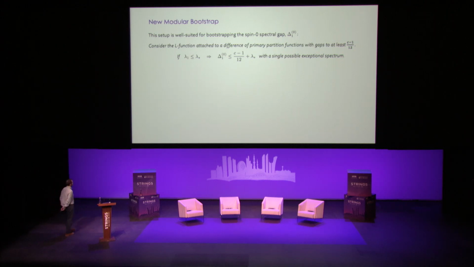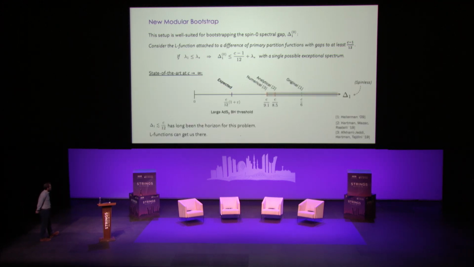So why is this setup well suited for bootstrapping the scalar spectral gap? Well, if the L-function has its first frequency bounded above, then it means that for all but a single possible exceptional spectrum, we have this bound on the scalar primary spectrum, where the single possible exception comes from the fact that we are looking at a difference of partition functions. Of course, a single possible exception to some bound is extremely acceptable. You know, measure 0 would have been fine. One exception, we can more than live with that.